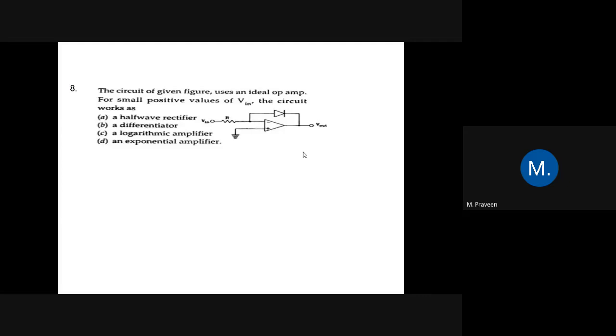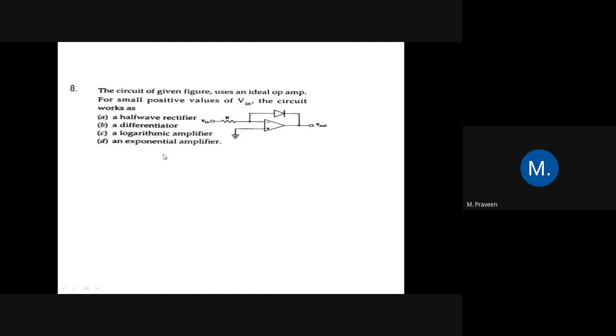The circuit of the given figure uses an ideal op-amp. For a small positive value of V in, the circuit works as a dash. I think we can directly write the answer here. Instead of feedback resistance, here we have a diode as feedback. Then what is the circuit? Four options are given: half wave rectifier, a differentiator, a logarithmic amplifier, and an exponential amplifier. Can you guess what the answer is?